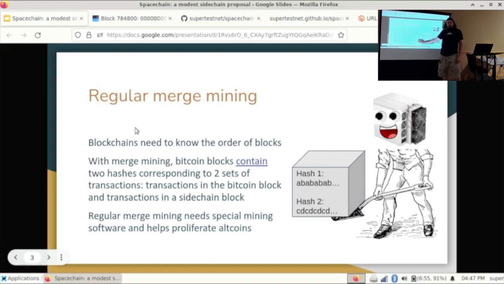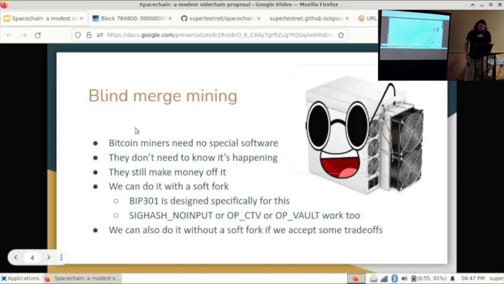This also makes it really hard to bootstrap. If I want to start a new blockchain or a new sidechain, I've got to convince miners to run this software so they can validate transactions happening on my sidechain and then put the hash in Bitcoin. And it's just hard to get all of them to agree. Rootstock has been trying to convince miners to run their merge mining software for like 5 years, and they're only at 50% so far. So it's just hard to bootstrap a regular merge mined blockchain.